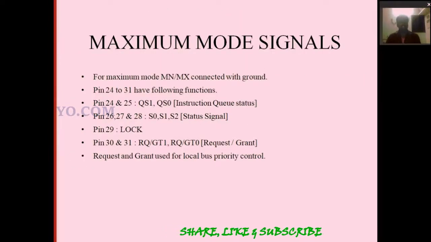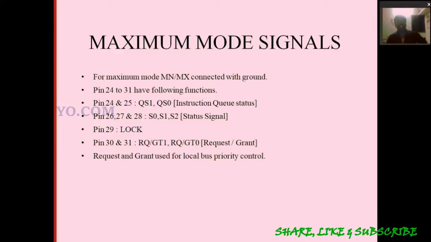Then the maximum mode signals. We already studied the minimum mode. In maximum mode, pins 24 to 31 have the following signals. Pins 24 and 25 are mainly used for instruction queue status, that is queue status QS1 and QS0. So pin number 24 is for QS1, 25 for QS0.